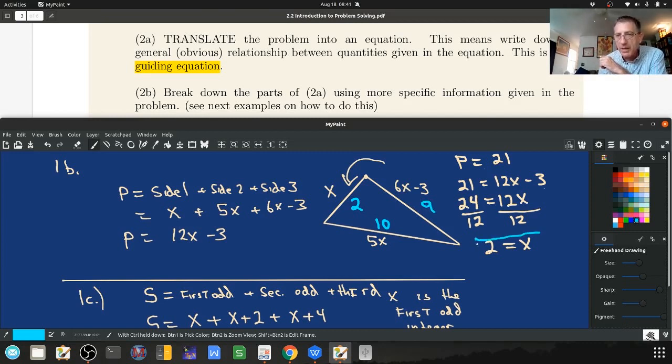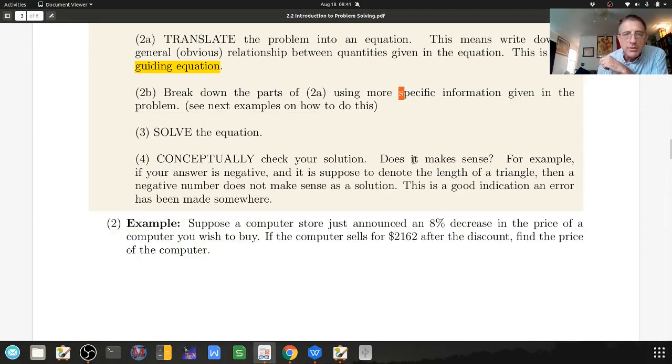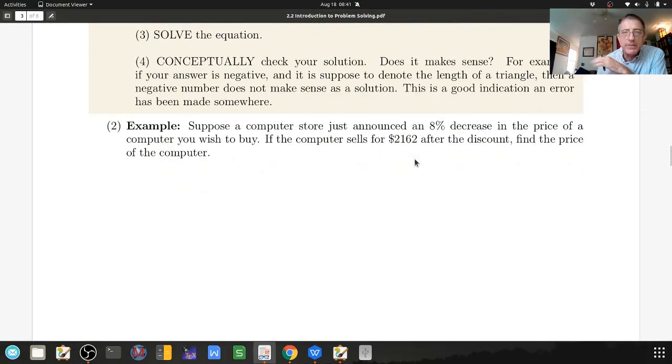So many times, once you find x, depending on the problem, you may still have other things to do, because x just got me the length of one side, so in this particular case I need to find the length of the others. Solve the equation, and then conceptually check your solution. This is really important. I get some of the most insane answers. Does it make sense? I literally once had a student solve a problem.